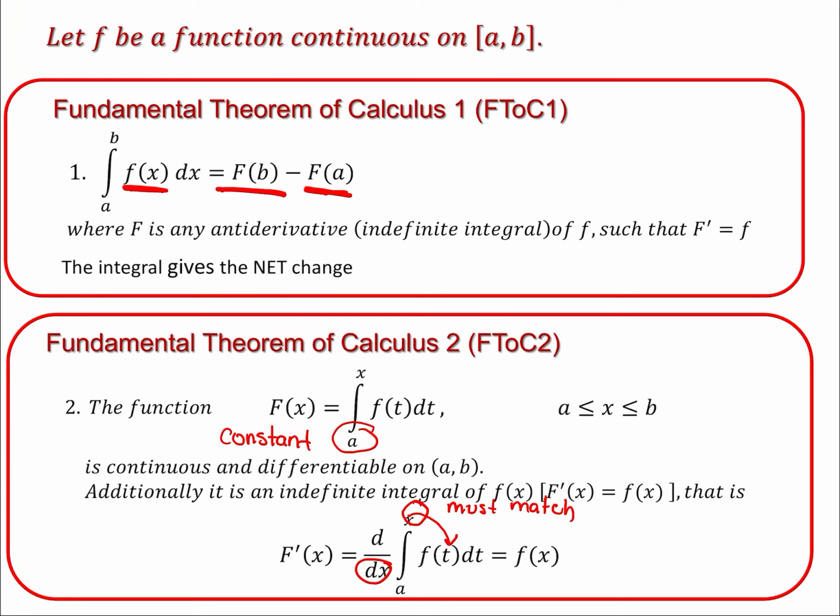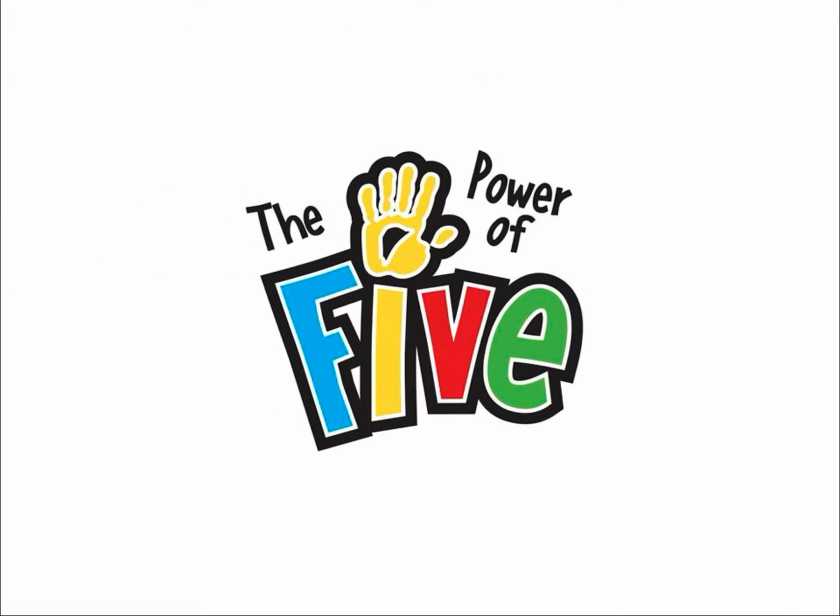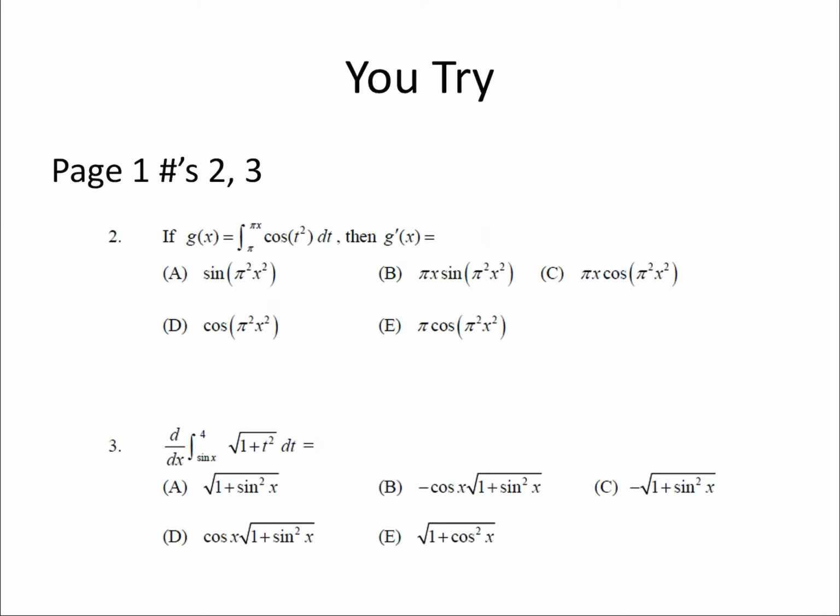Now, if the top limit has a derivative other than 1, we have to do this and then multiply by the derivative of that limit. We call that using the chain rule. So let's do a couple examples. What I want you to do is pause the video and try these on your own, and then come back when you're done and I will give you the answers.